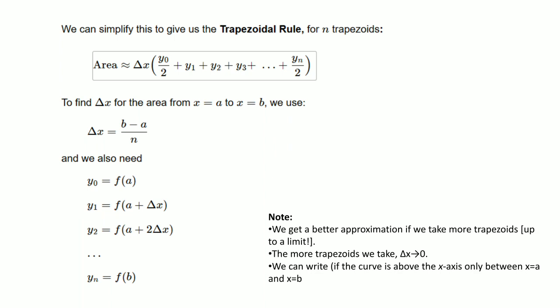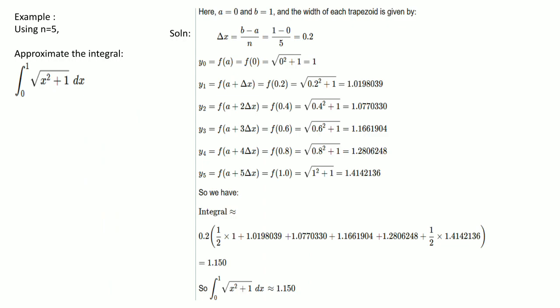Now we are going to see an example for this trapezoidal rule. Consider an example, using n is equal to 5, where n is the number of strips. Approximate the integral. The limits are given 0 to 1. The function is the square root of x square plus 1, dx. So you have to find the value of this integral. It is known as a definite integral, when it has limiting values like 0 and 1.